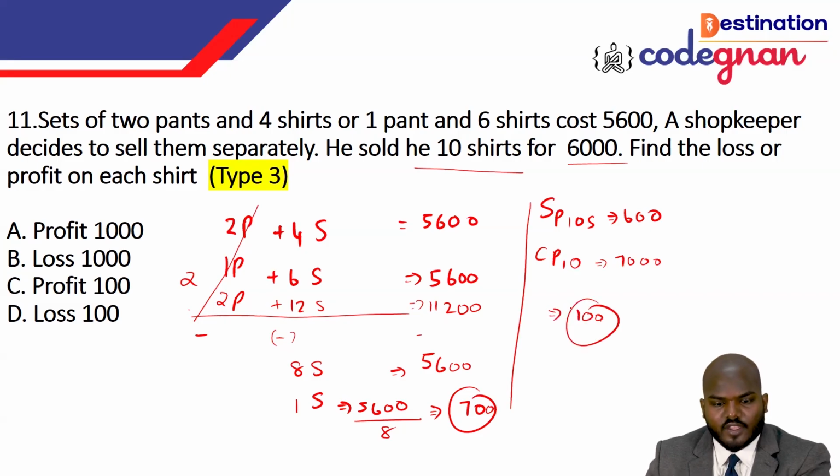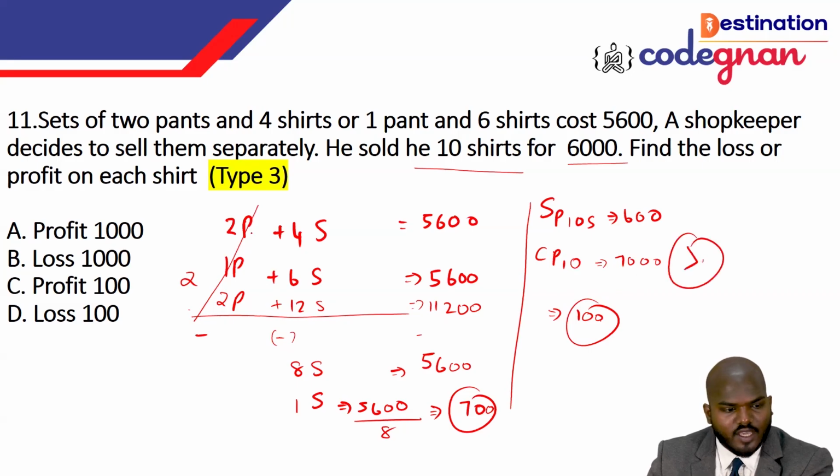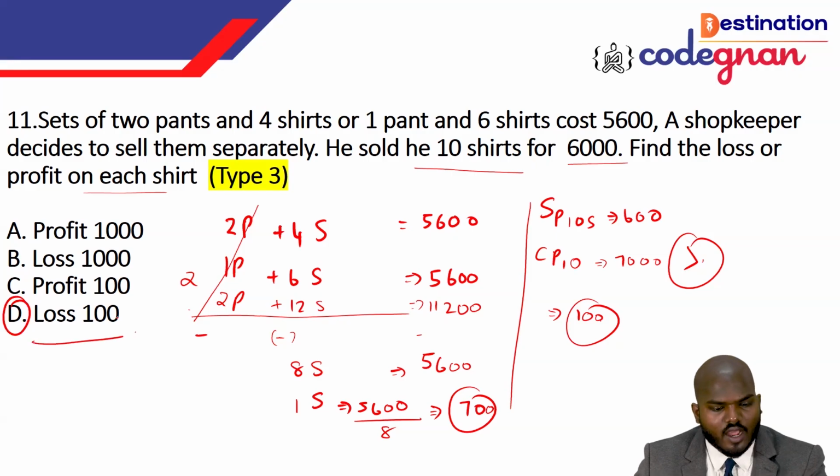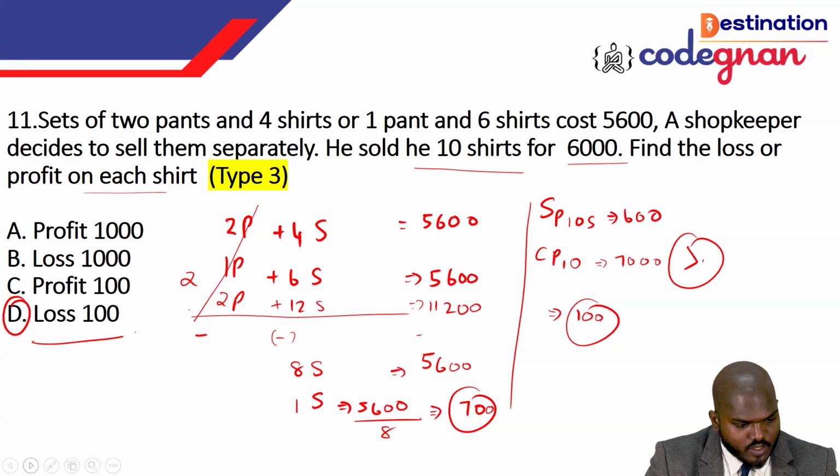Okay, you see this one, the cost price is greater than the selling price here. So they are asking, if you are selling each shirt, what is the loss? Each shirt costs 700 rupees to buy, and the selling price being charged is 600. So it is making a loss. That's how we deal with it here. So option D, loss 100, is the answer here. Okay, so we'll move to the next question.